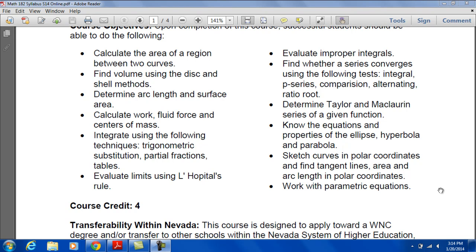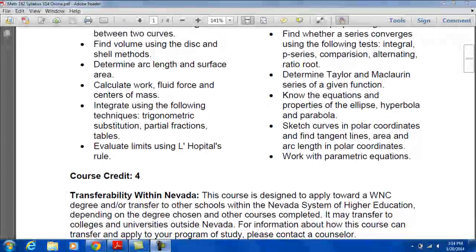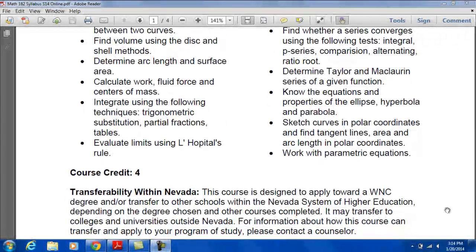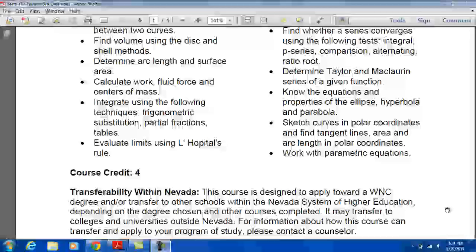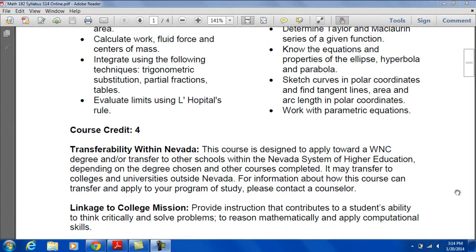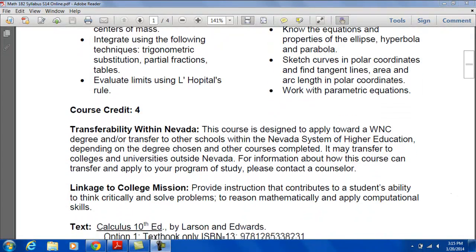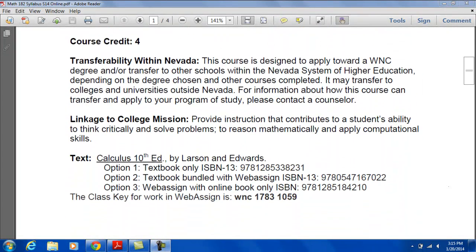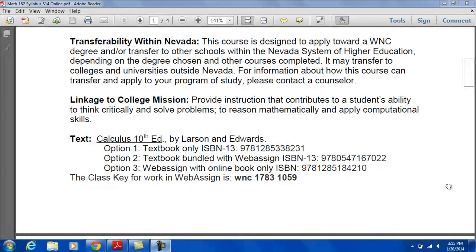Evaluate improper integrals. Find whether a series converges using the following tests: the integral test, the p-series test, comparison test, alternating test, the ratio test, and the root test. Determine Taylor and Maclaurin series of a given function. Know the equations and properties of the ellipse, hyperbola, and parabola. Sketch curves in polar coordinates and find tangent lines, area and arc length in polar coordinates, and work with parametric equations. This is a 4-credit course. It's transferable within Nevada.